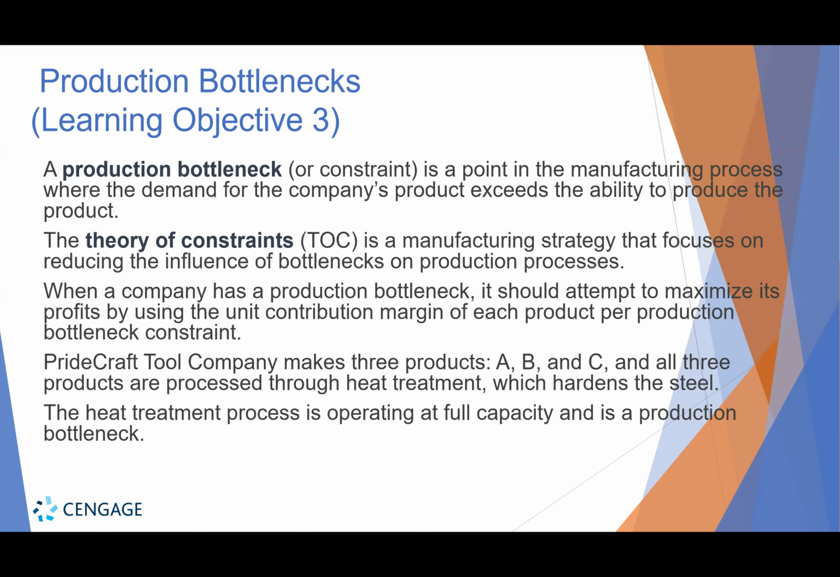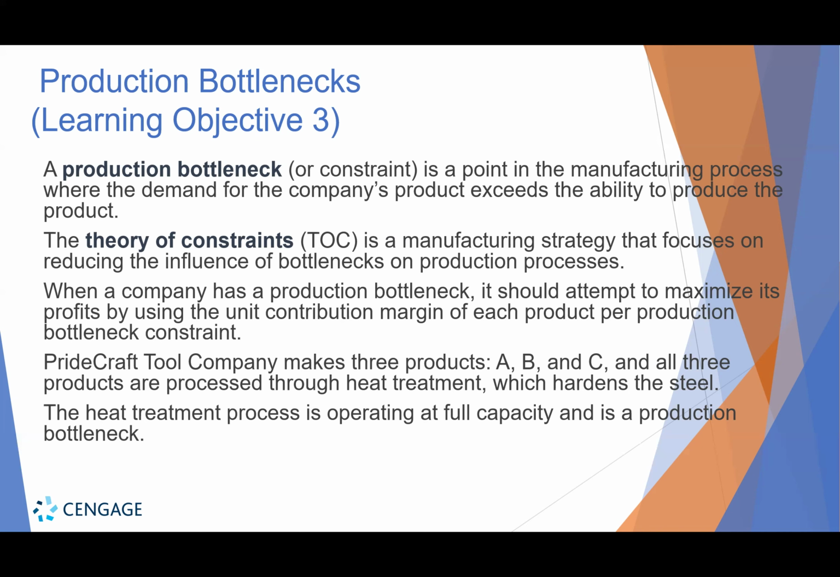When a company has a production bottleneck, it should attempt to maximize its profits by using the unit contribution margin of each product per production bottleneck constraint.